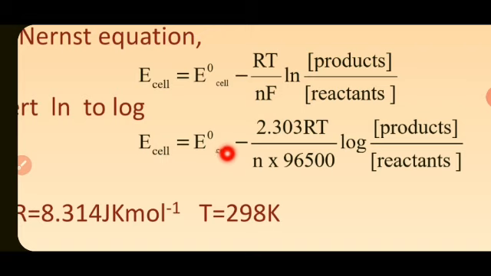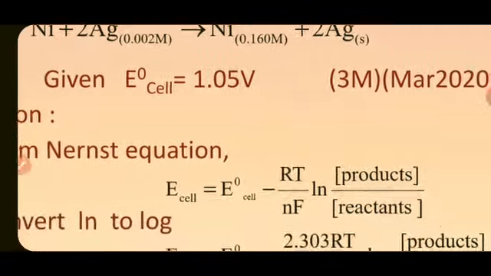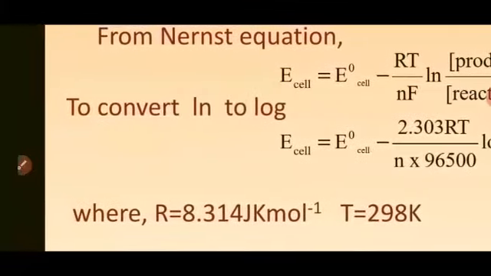So E cell is equal to E0 cell minus this quantity into log of, now instead of Ln we have to write log of concentration of products by concentration of reactants. Here, substituting the value of R as 8.314 joule per Kelvin per mole and temperature as 298 Kelvin, the E0 cell value is already given in the problem, that is 1.05 volt. Here it is a positive value.